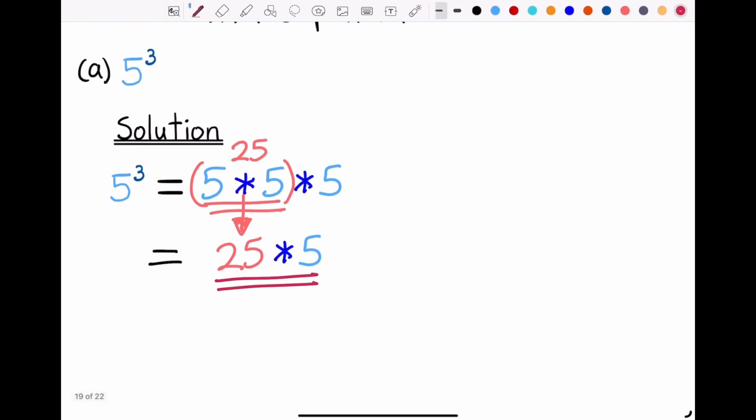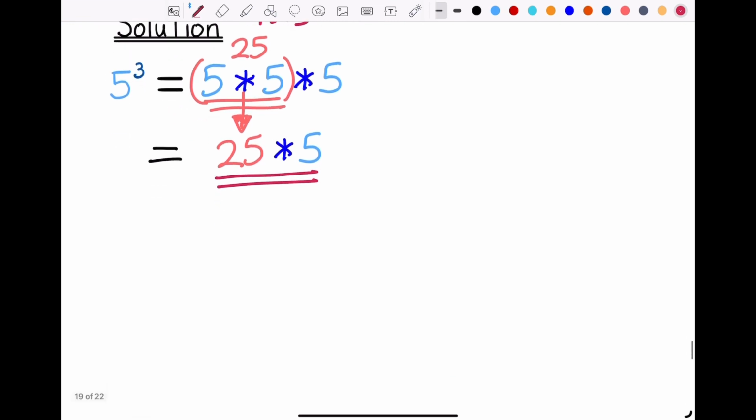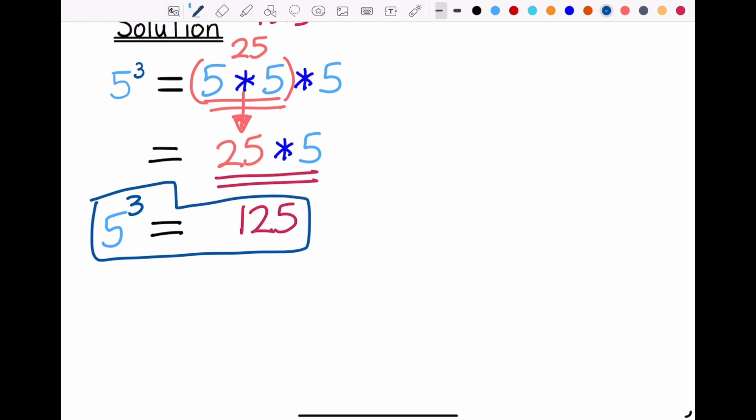So here we have 25 times 5. I'm going to multiply them together. And let's get started. 5 times 5 equals 25, so we could carry the 2. Then we do 5 times 2, which is equal to 10. But we have to add the number we carried. So 10 plus 2 equals 12. So 25 times 5 equals 125. Which means that 5 to the 3rd equals 125. And we are done.